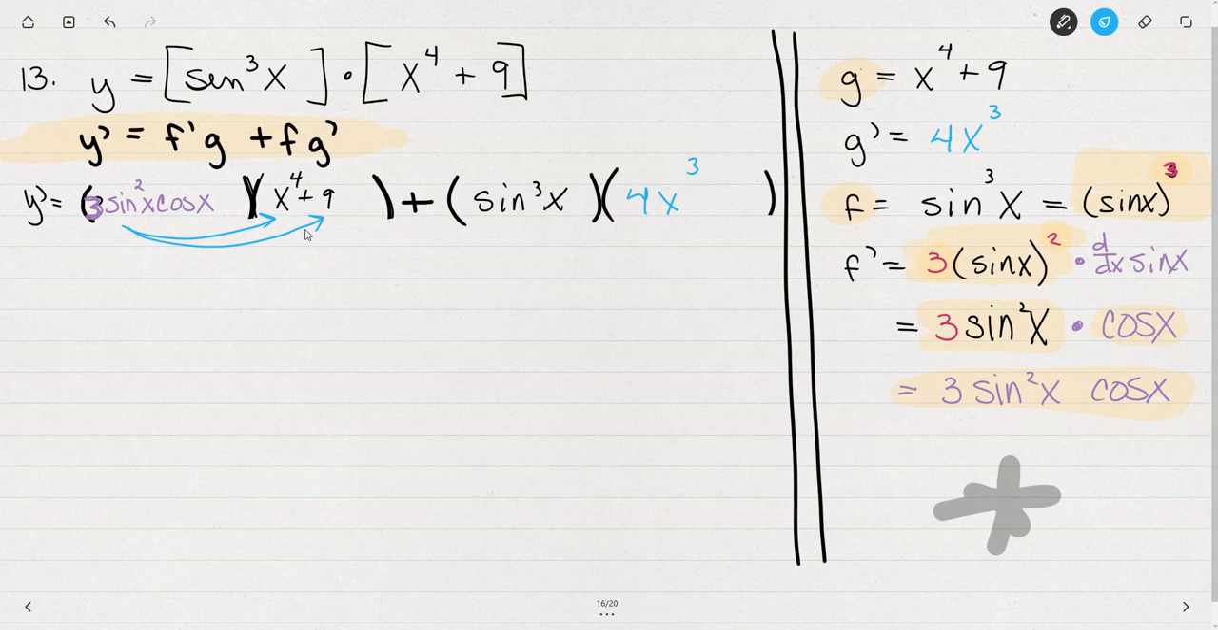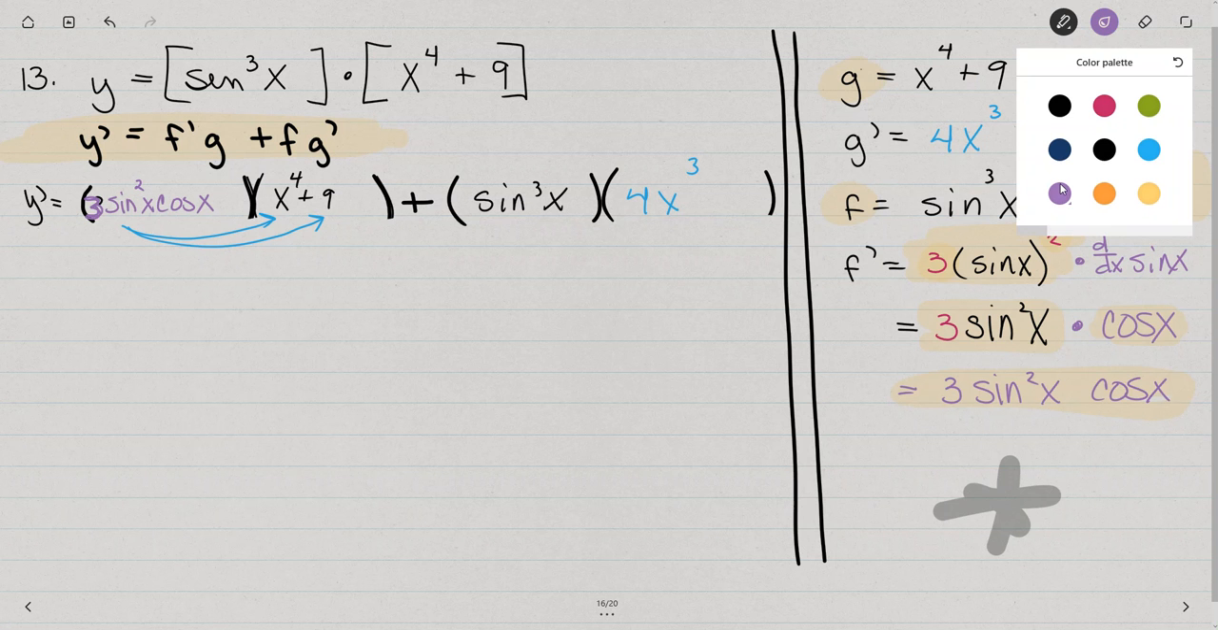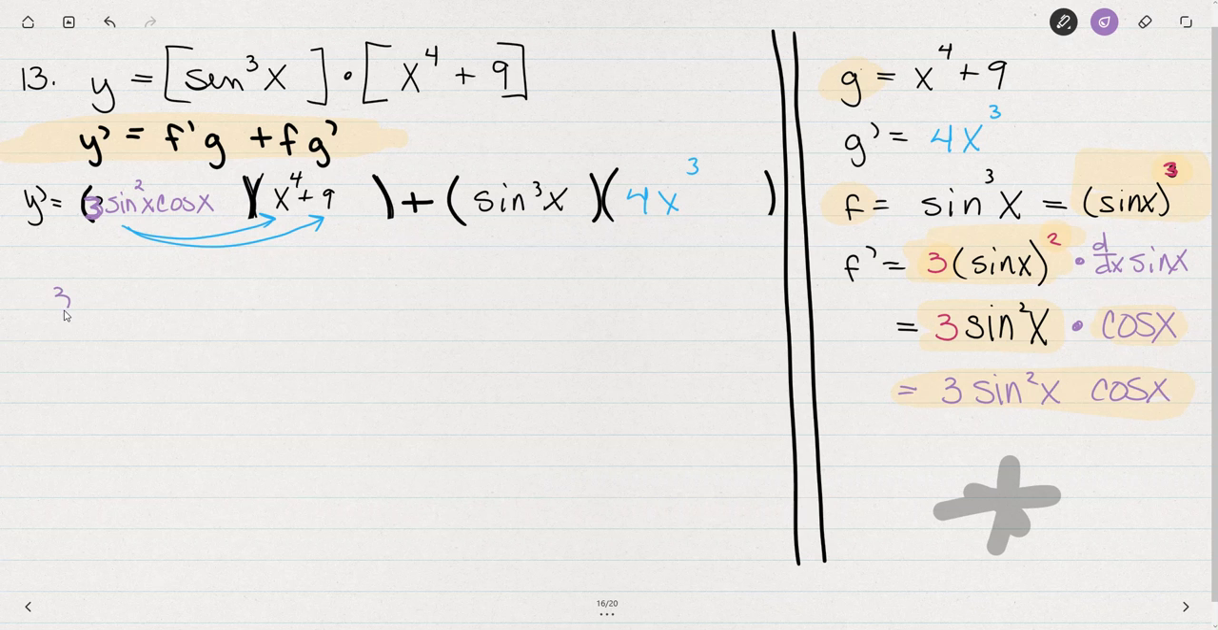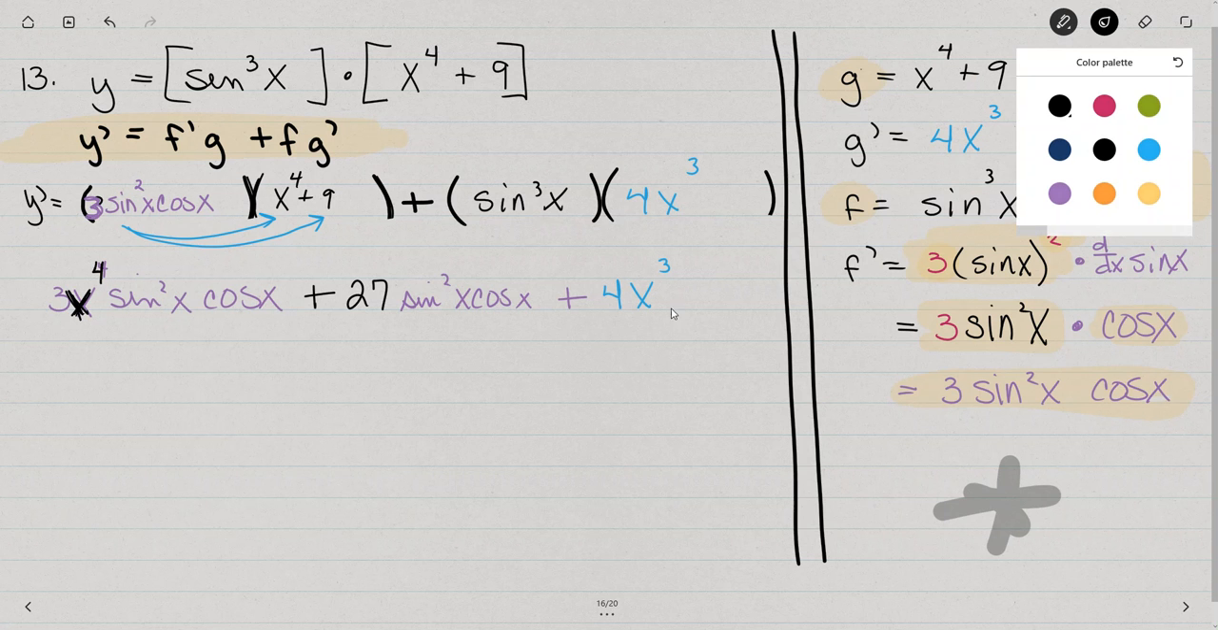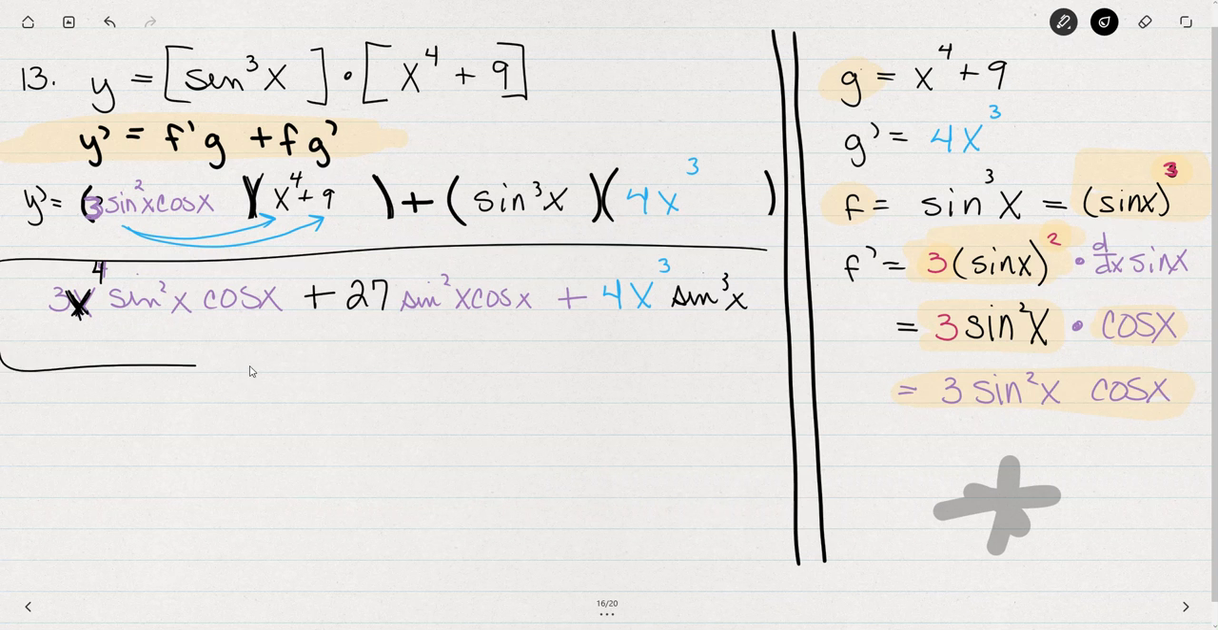3 sine squared x cosine x distributed to both x to the 4th and 9 would be 3x to the 4th sine squared x cosine x. So that's 3, and then here's the x to the 4th. Plus, now I'm going to distribute the 9. 9 times 3 is going to give me 27 sine squared x cosine x. Plus, I could distribute this 4x cubed sine cubed of x. So I could write it like this.